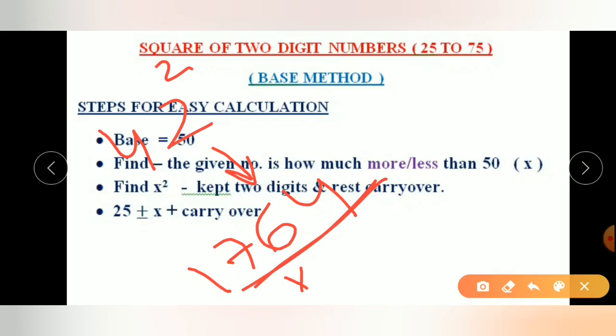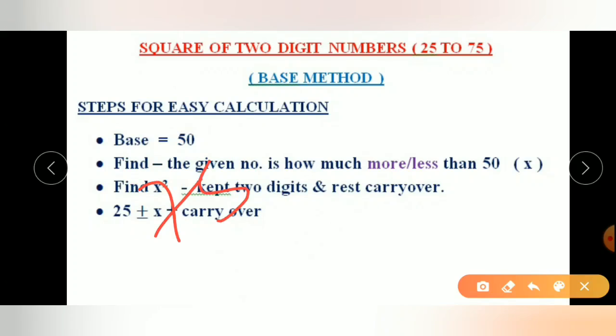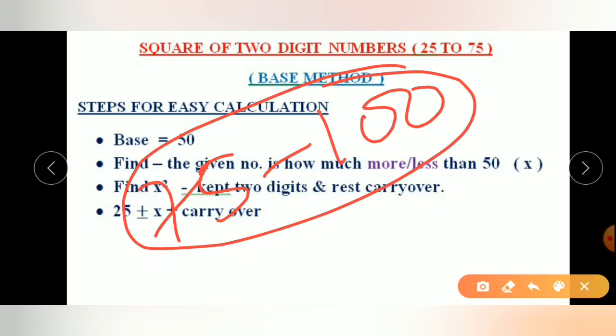In the next class we should discuss the squares of 75 to 100 by the base method as well as the traditional method.